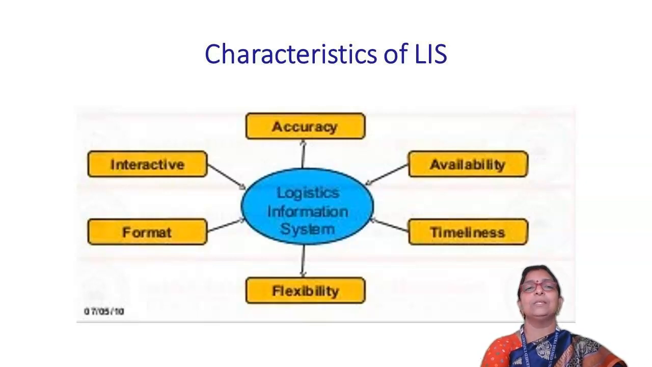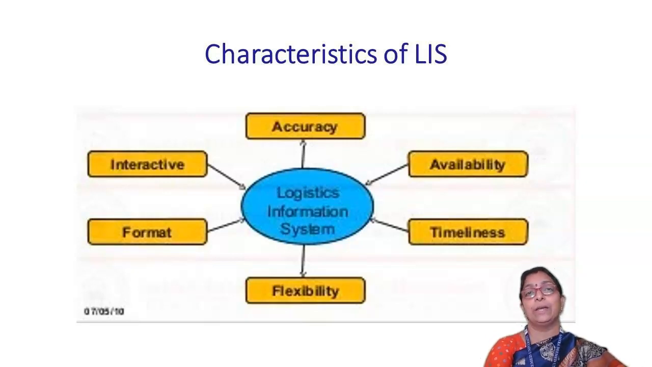The next one is availability. Operating level data is frequently required to prepare reports in different formats for various management levels in the organization. So this information should be readily available, and at the same time, it should be easily retrievable also.